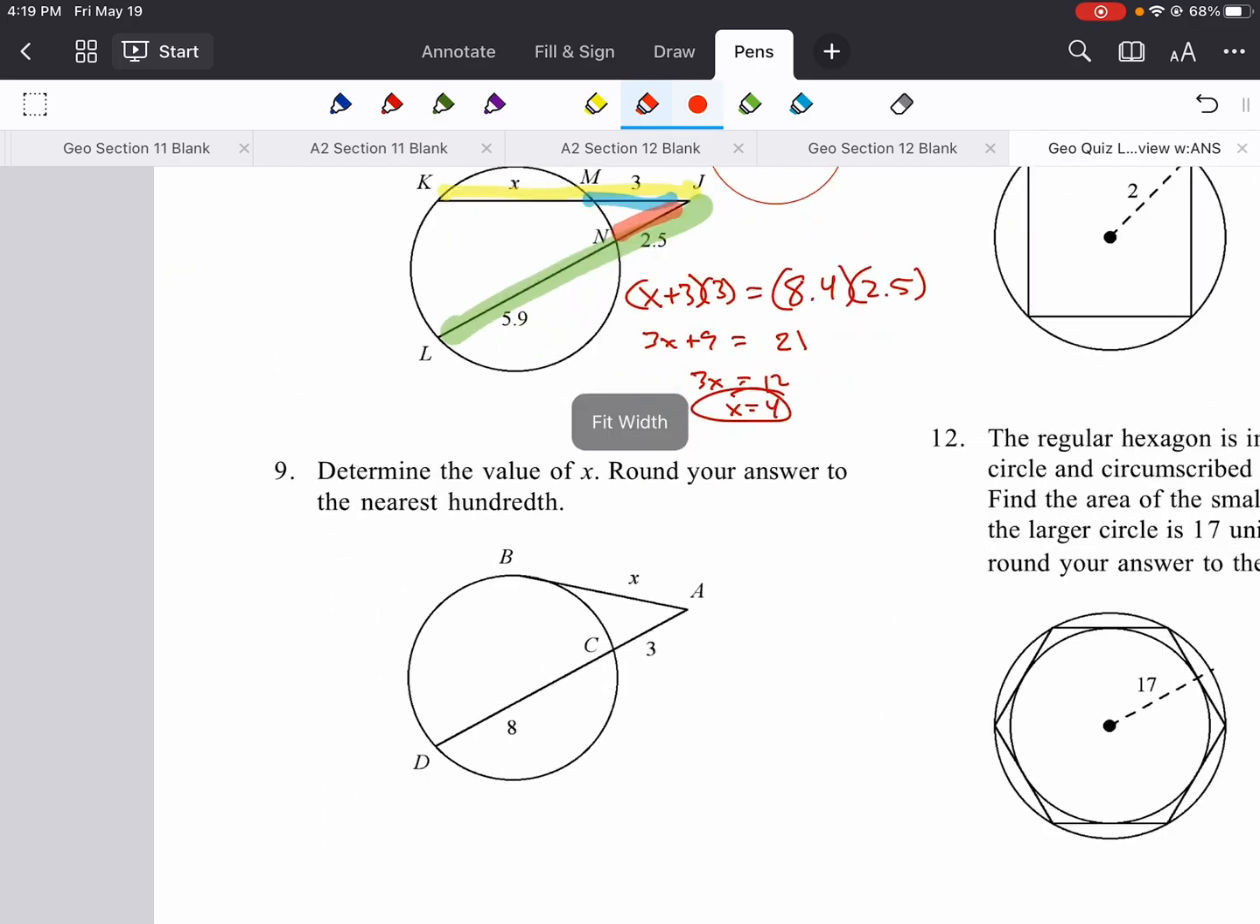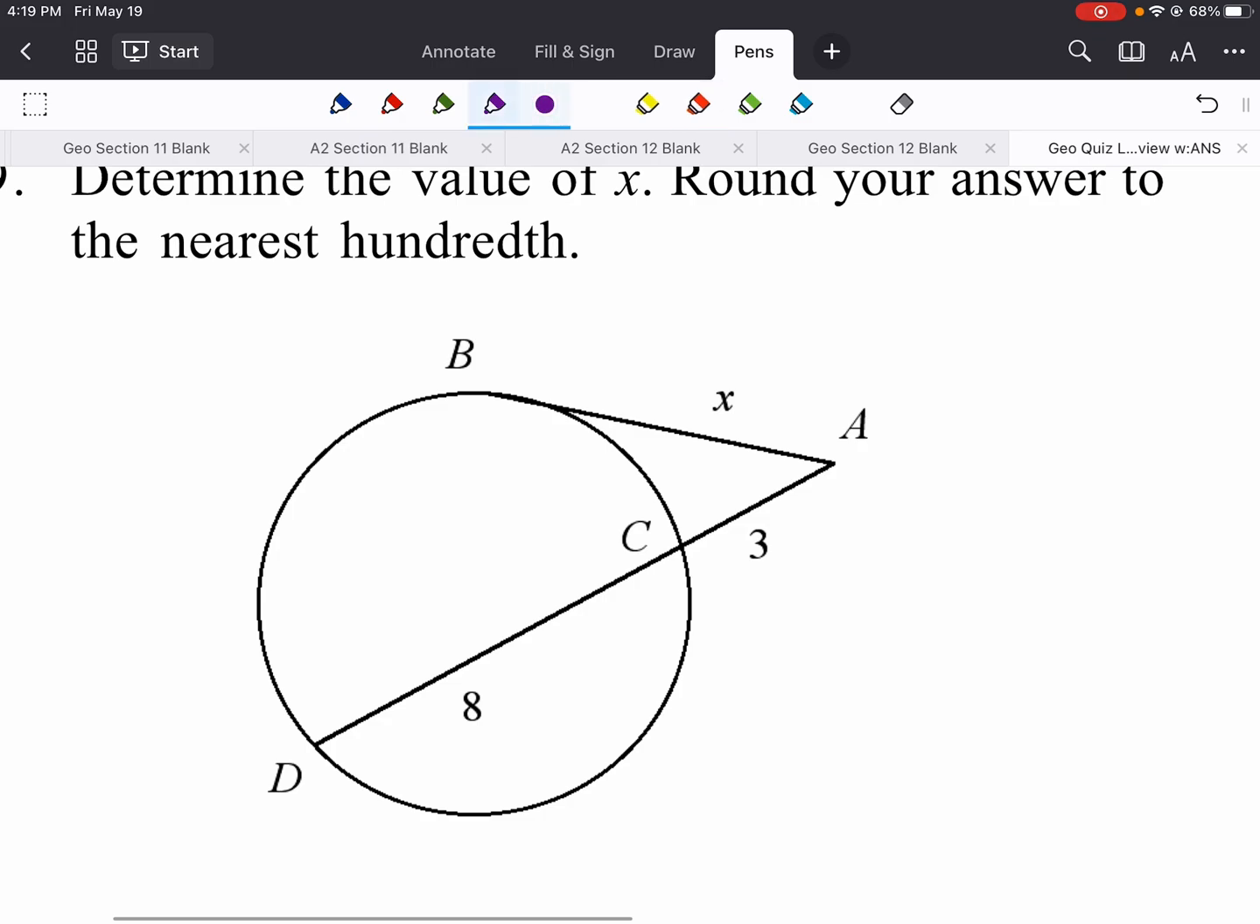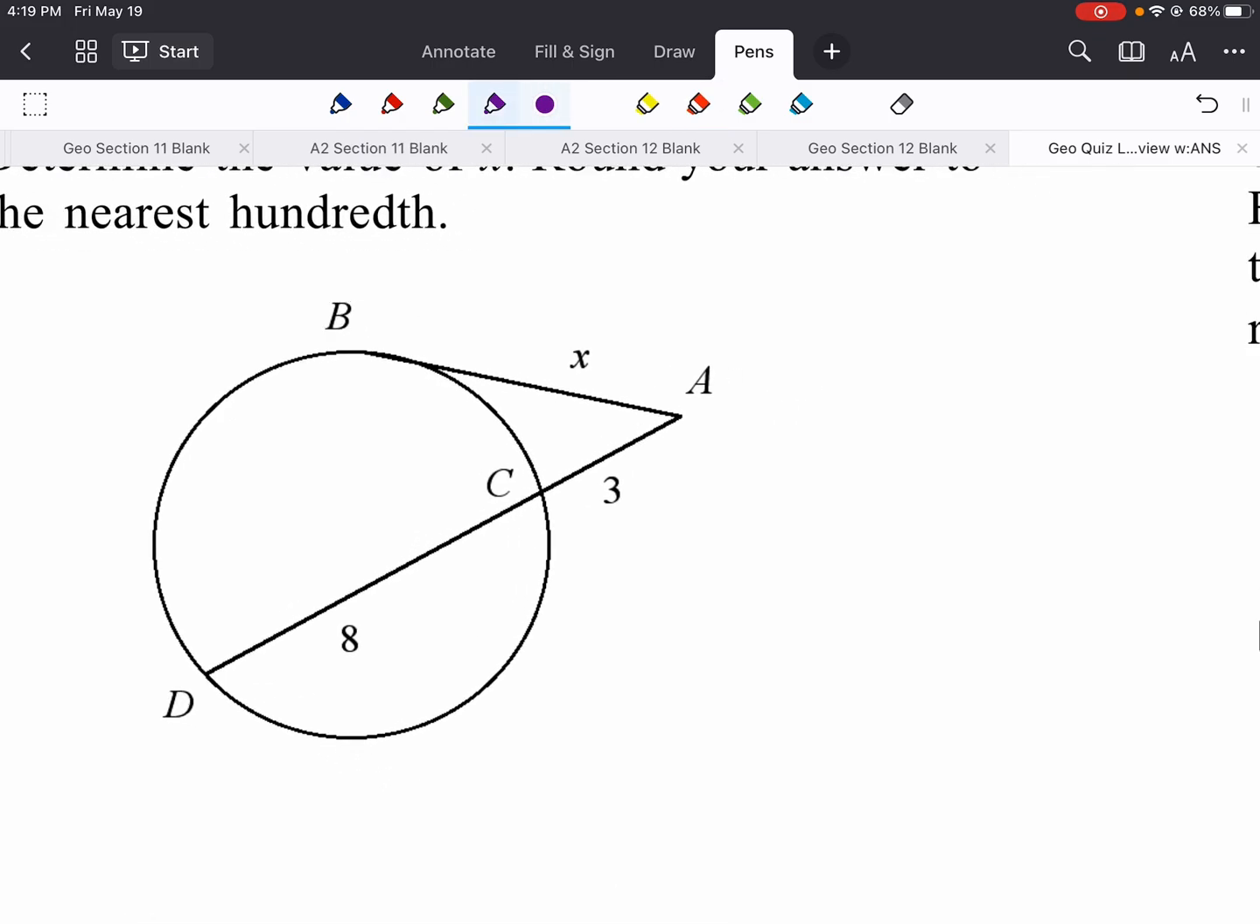All right, this is actually the same formula. If you know how to do the other one, this one's even easier. Whole thing, which is all of this, times the part that sticks out here. So this is going to be 11 times 3. Be careful, because some of you will want to put 8 times 3. 11 times 3 equals the whole thing. Well, the whole thing is outside the circle, so that's just x times x again, or x squared.